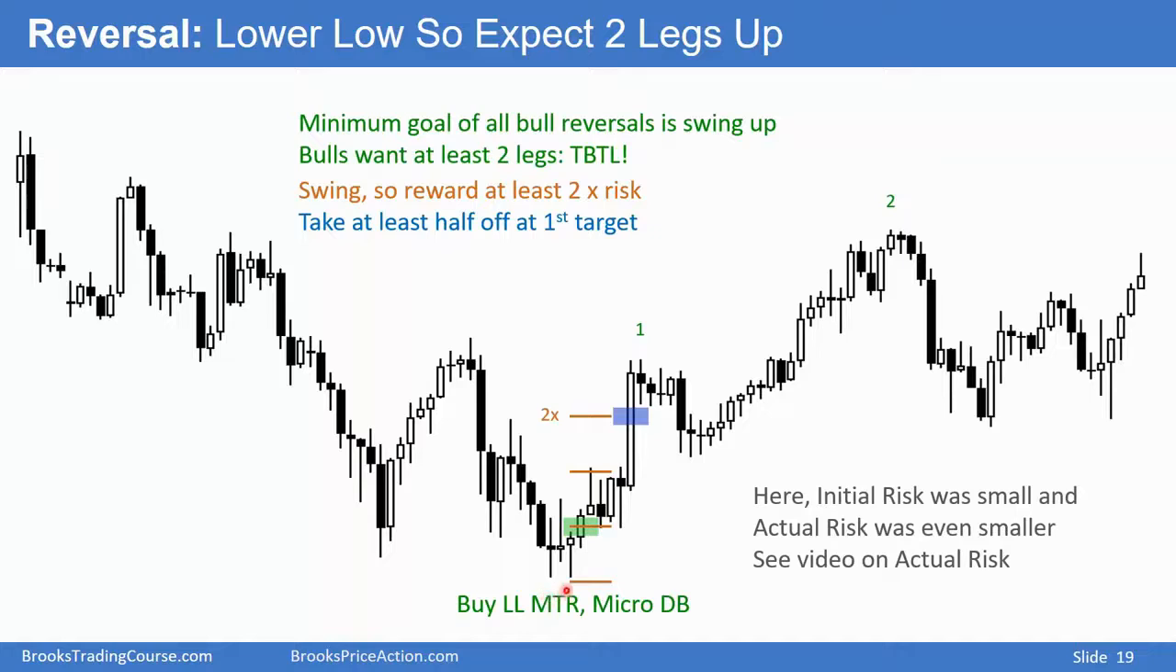So minimum goal, I would base it upon initial risk, and I would expect more than that because even 2 times the initial risk is not very big. Probably going to get more than 2 times the initial risk, but that is a reasonable initial target.